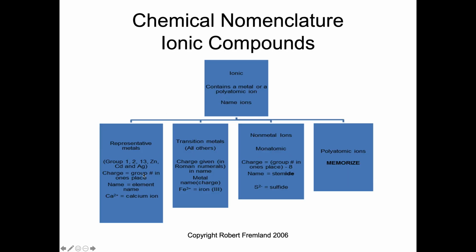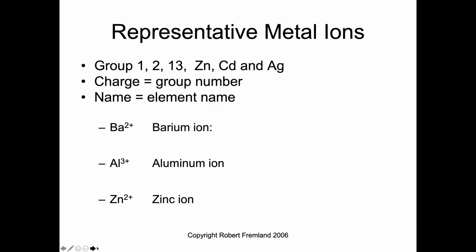Same flow chart. The flow chart does have arrows going both ways on it. So we've determined it's ionic. How are we going to come up with the name from the formula? So the representative metal ions, again, group 1, 2, 13, zinc, cadmium, and silver. You don't have to worry about the charge because you already have the formula. You just call it the name.